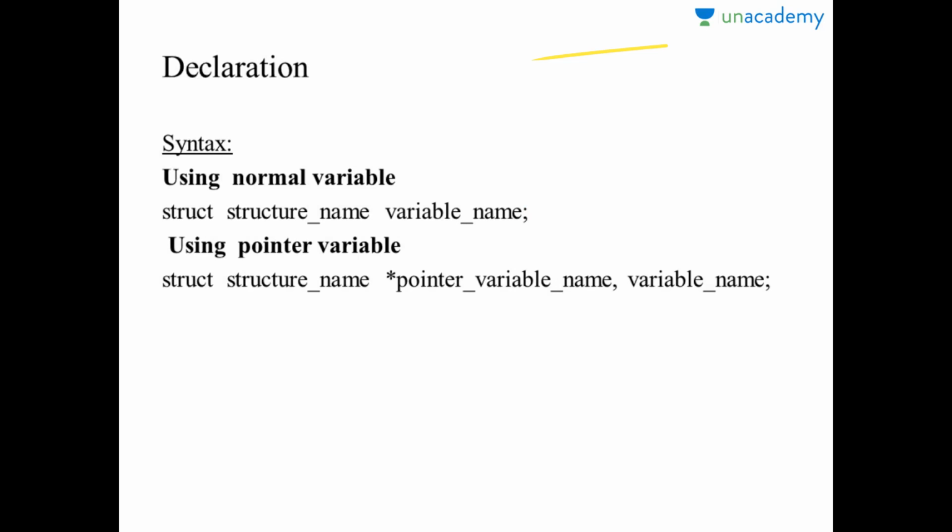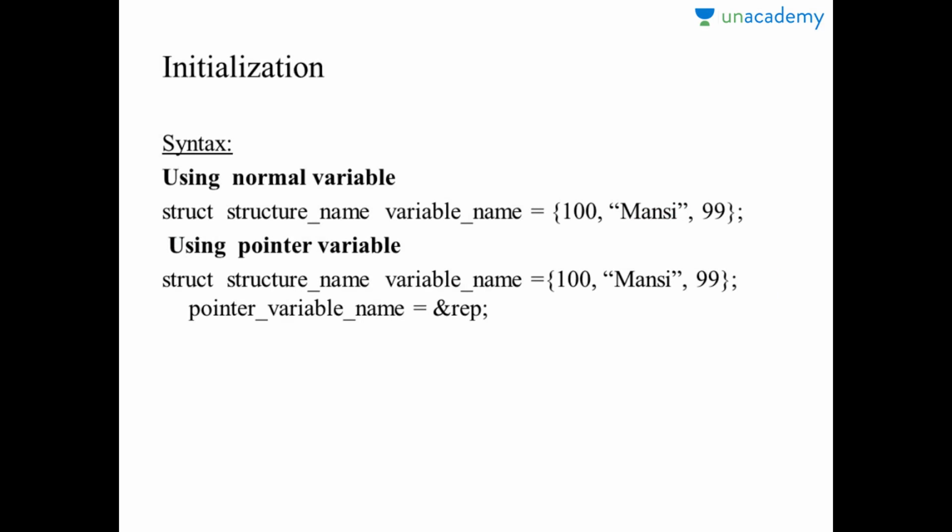Next is declaration. For the declaration, first we write the keyword, then the structure name, and then the variable name. And if we are using a pointer variable, keyword, structure name, pointer name, and the variable name, because it would be required to access it. Next is initialization. The initialization is the same, but as we are using a pointer, we need an address to access it and to initialize it. So that's why we created this variable name here.